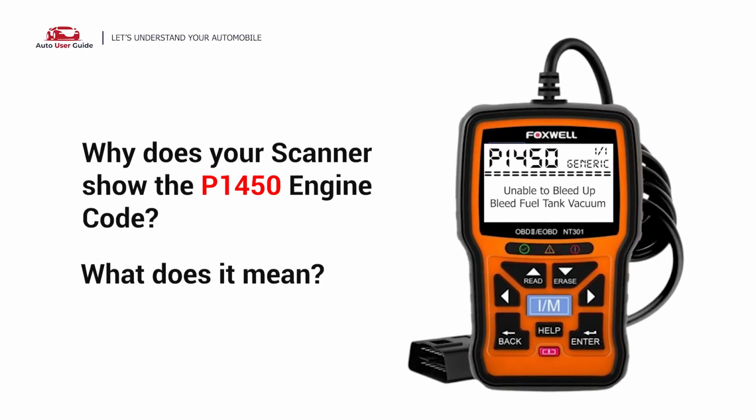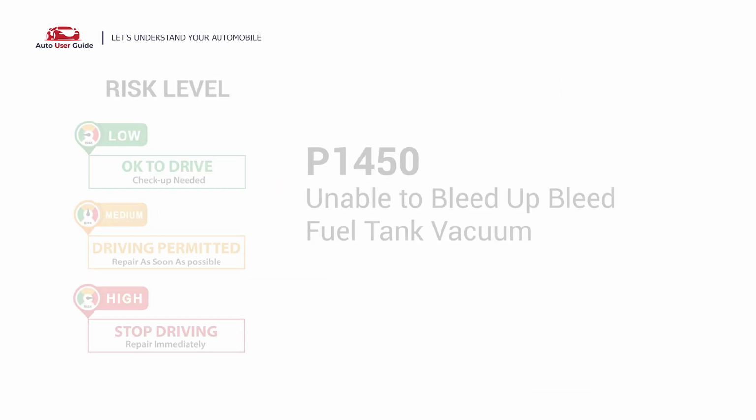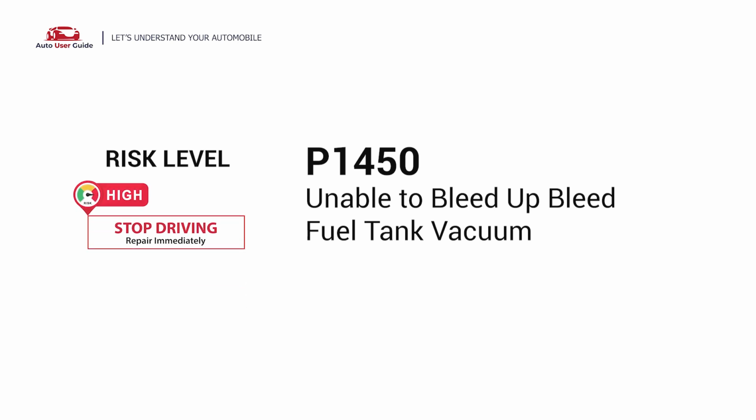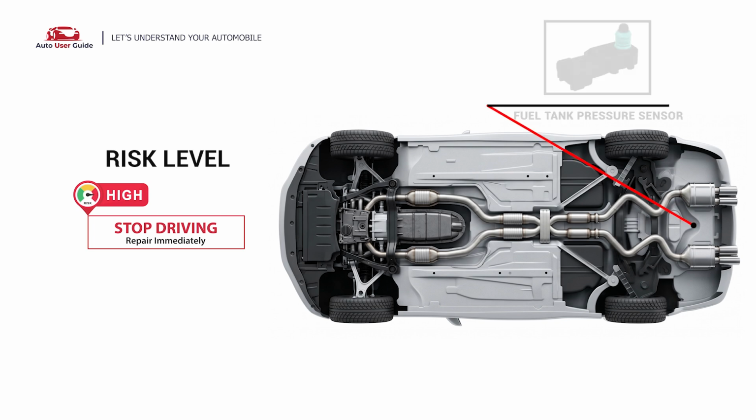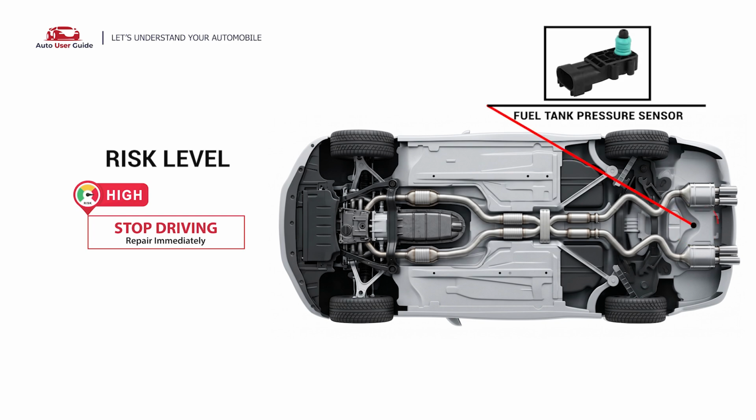Why does your scanner show the P1450 engine code? What does it mean? P1450 is a diagnostic trouble code for unable to bleed up, bleed fuel tank vacuum. The P1450 engine code indicates that the vehicle's PCM has detected excessive vacuum in the fuel tank, meaning the EVAP system cannot relieve or regulate the vacuum properly. Under this circumstance, stop driving and repair your vehicle immediately.